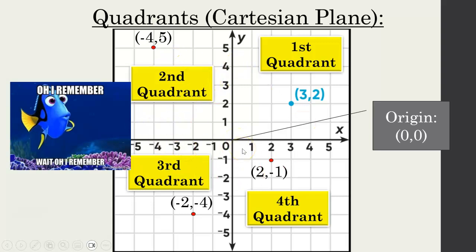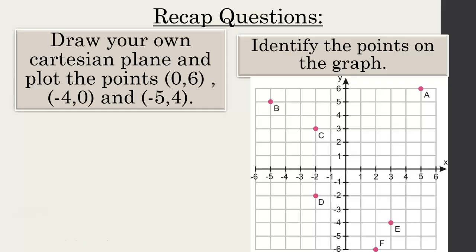But if you're ever stuck, I go back to the basic battleship game. Remember, we go along the x-axis first. So along how far to the left or how far to the right have I gone. And then we think about how far up or how far down I have gone. So that would be the y-axis. Okay, so here are some recap questions that you can do.